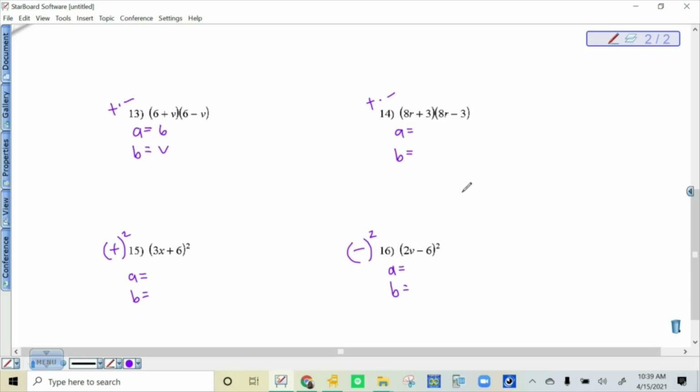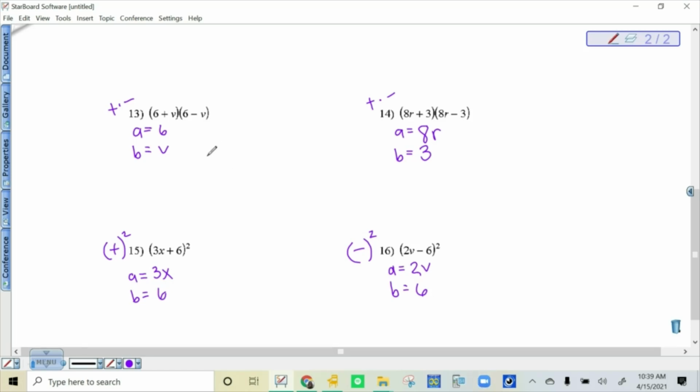Number 14, what is A? 8r, not just 8, not just r, it's got to be 8r. And what is b? 3. Number 15, what is a? Yeah, 3x. And then what's b? Yeah, 6. And number 16, what is a, and what is b? Just 6. Just 6, not negative 6, just 6.